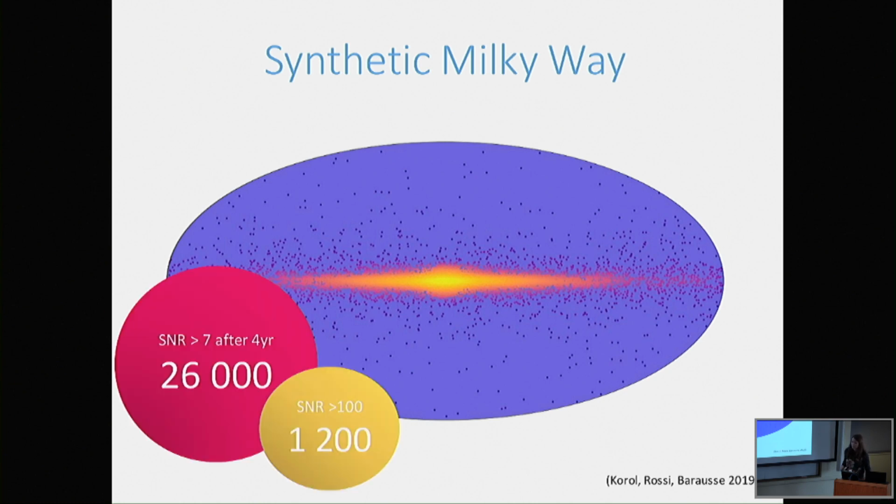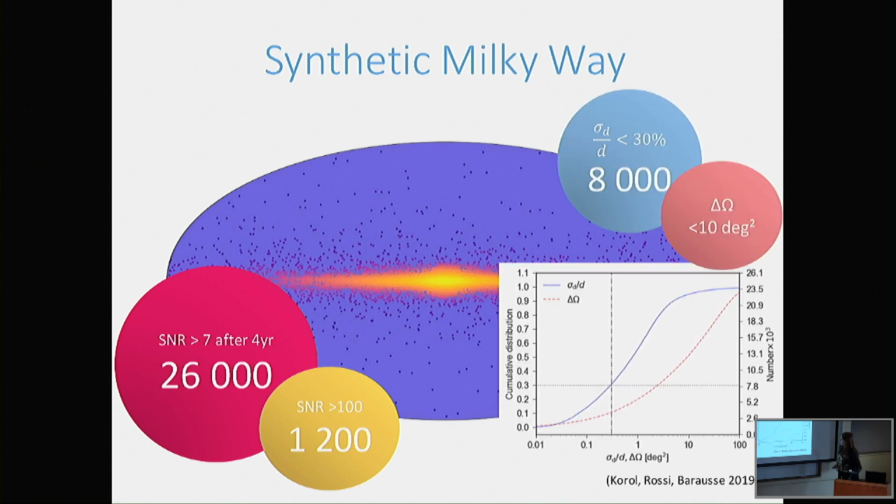What I find is that out of millions of double white dwarf binaries in my mock galaxy in the LISA band, 26,000 will be seen with a signal-to-noise greater than 7. That is the nominal LISA signal-to-noise threshold. This is after 4 years of mission. 5% of them will have a high signal-to-noise greater than 100. And this means that from these binaries, we will basically know and measure everything.